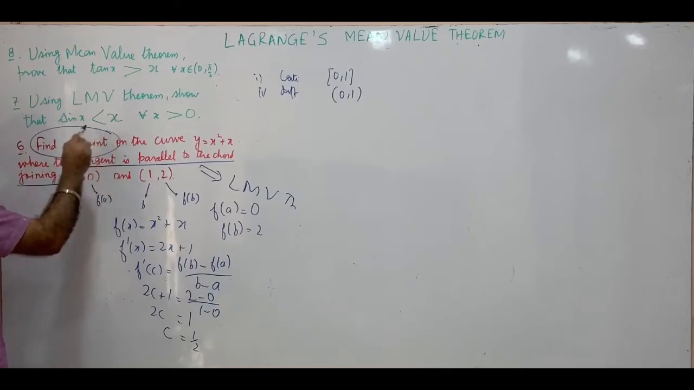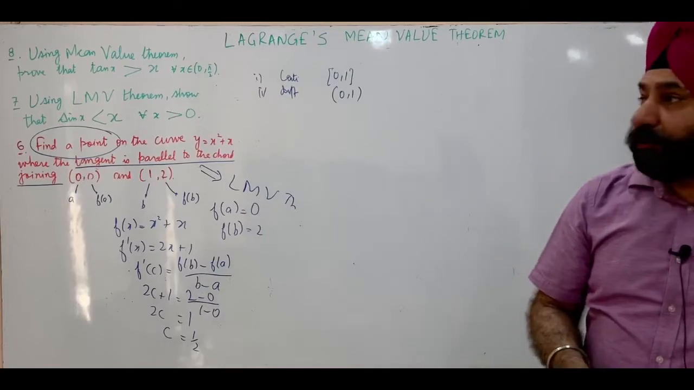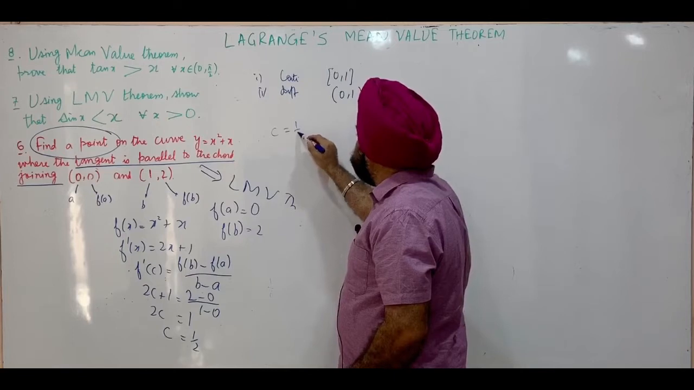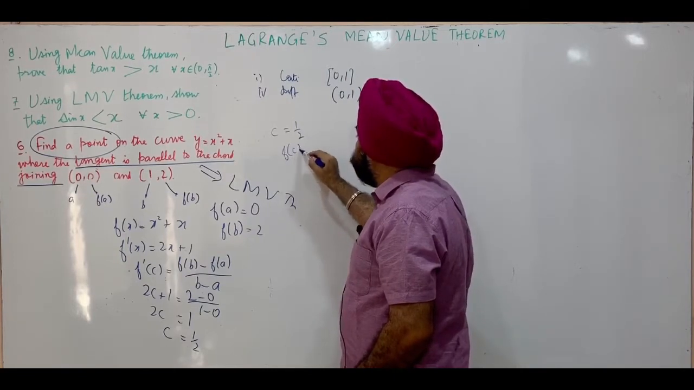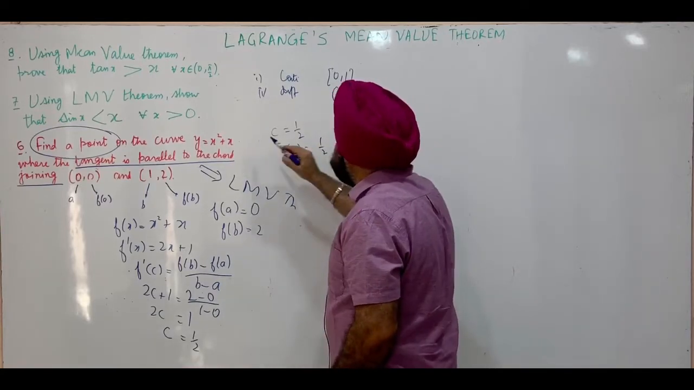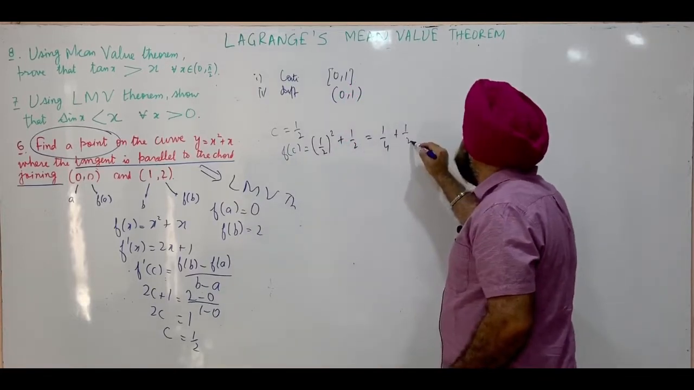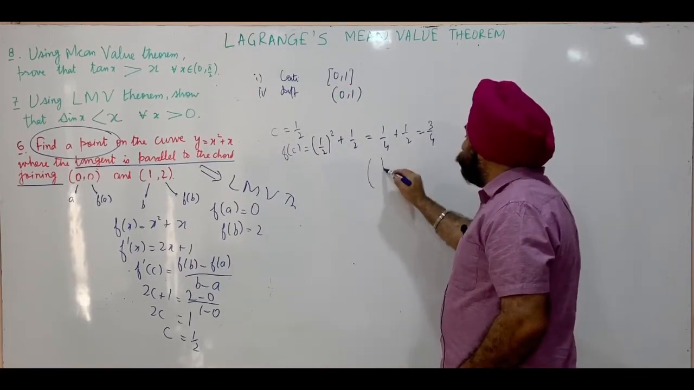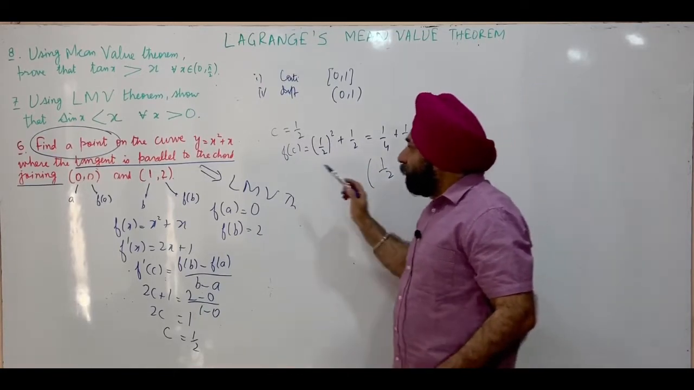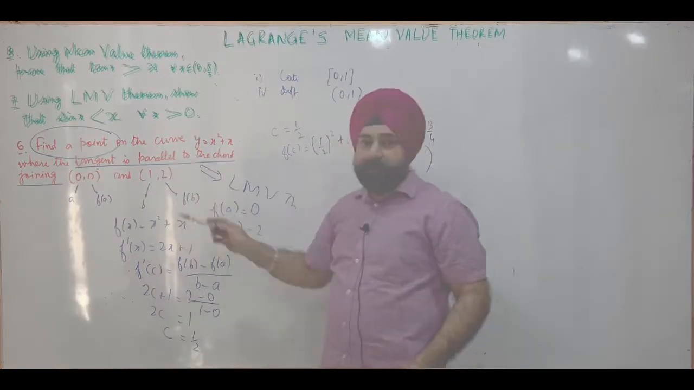We have to find the point. Point means x coordinate of the point, also the y coordinate of the point. So c is the x coordinate of the point. C we are getting as 1 by 2. And what about the y coordinate? Y coordinate is f of c, that will be substituting the value of c here, plus 1 by 2. This is 1 by 4 plus 1 by 4, this is 3 by 4. So the point is 1 by 2 comma 3 by 4. This is the point on this curve where the tangent is parallel to the chord joining this and this.